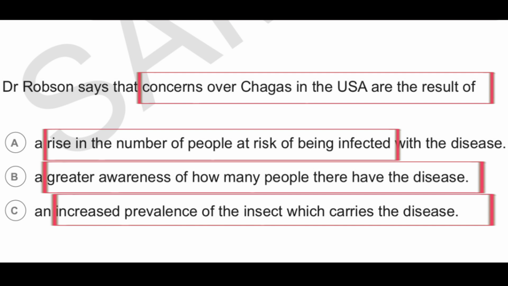These people won't infect others, apart from congenitally and possibly through blood transfusion, but a significant proportion end up chronically ill. He said, those people won't infect others, so option A is incorrect since there is no rise in the number of people at risk of being infected.